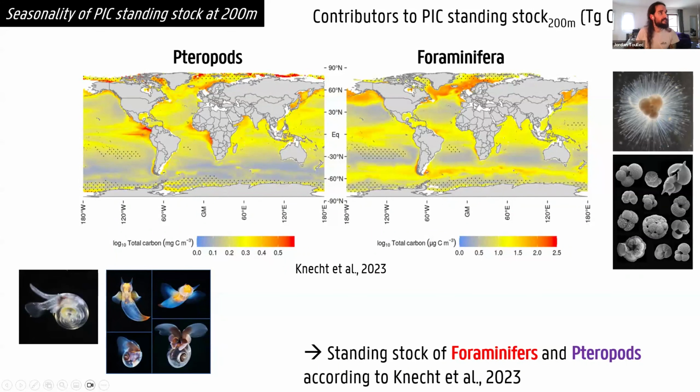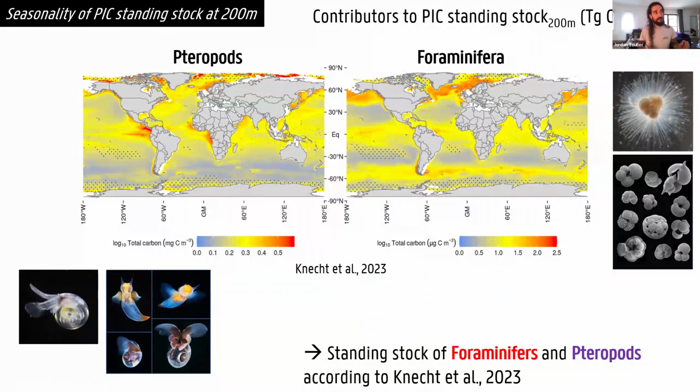So what we can see, for example for pteropods, is that we have a higher biomass close to the upwelling regions and also in polar ecosystems. And for foraminifera, at annual mean, it's mostly in the North Atlantic. It's a log 10 scale. When we look at the biomass, we also observe that the magnitude is very different between both. So we have much less foraminifera than pteropods.